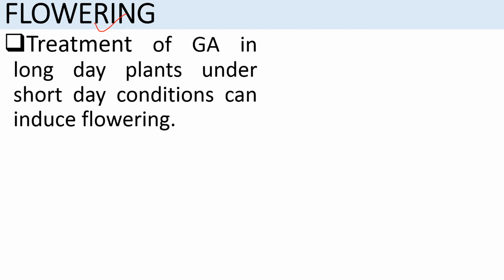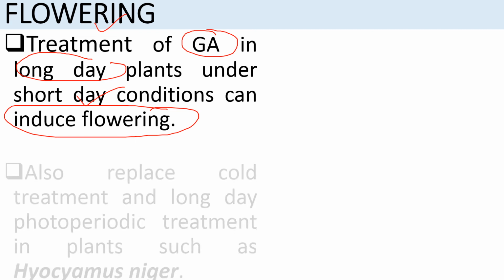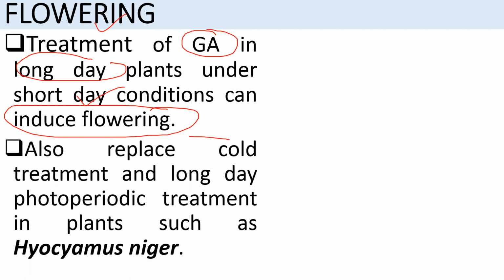Next is flowering. So treatment of this GA gibberellic acid in long day plants under short day condition. अगर हम long day plants को short day conditions में GA की application देते हैं, so they induce flowering. So we can overcome the long day requirement under short day condition by treating the plants with gibberellic acid. So it also replaces the cold treatment, which is the vernalization, and long day photoperiodic treatment in many plants.